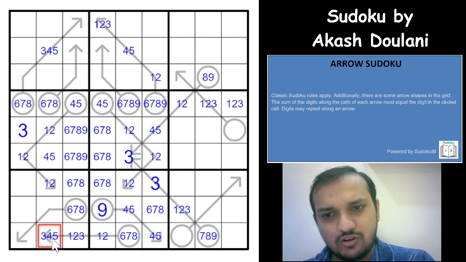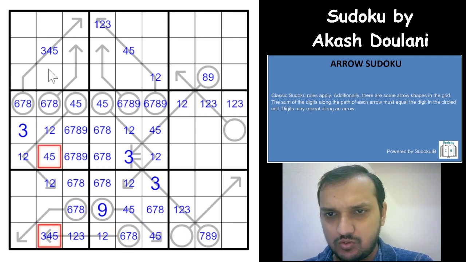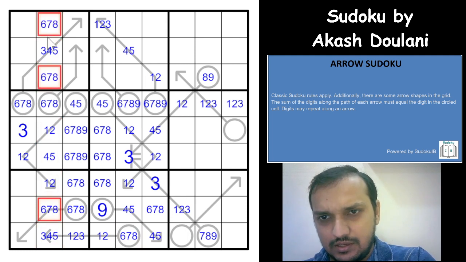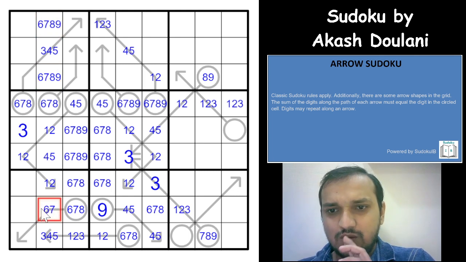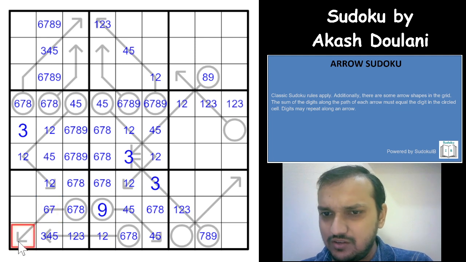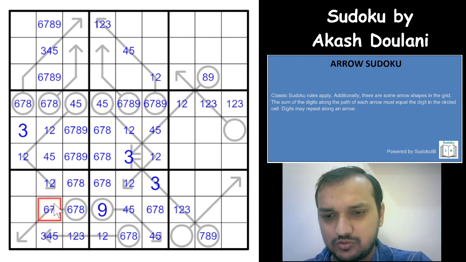Now this cell cannot be a 6, of course, because it's not possible. So 3, 4, 5 quadruplet here, 1, 2. This is 6, 7, 8 and 9. 9 cannot be here. 8 also cannot be here. If it is a 7, you need to have a 1 here, which is again not possible. We have eliminated 1 because these 3 cells would be 2, 3, 4. So 7 is also not possible here.